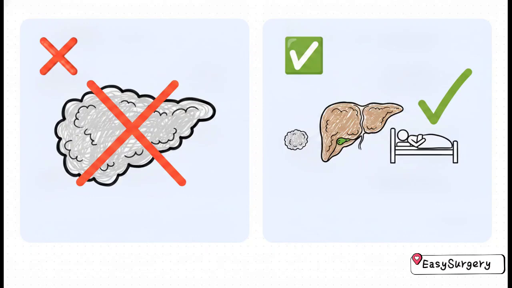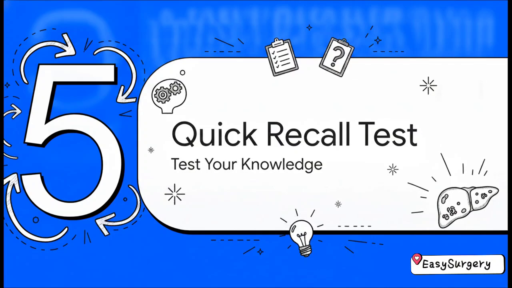And trap 3 is assuming stage D is just about physical tumor size. We touched on this a minute ago, but it really bears repeating because it's tested so frequently. The reality is that stage D reflects terminal disease, driven primarily by poor performance status or severely failing liver function. A tiny tumor in a patient with end-stage cirrhosis and poor functional status, that's still stage D. Let's wrap this up with Section 5, a quick recall test.